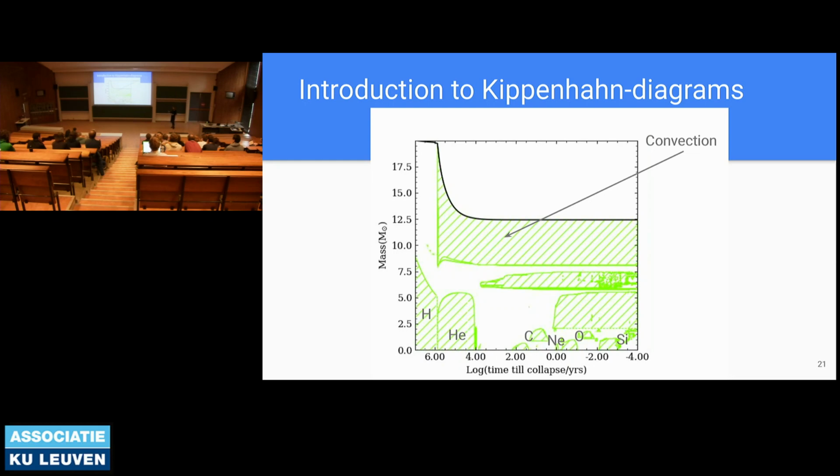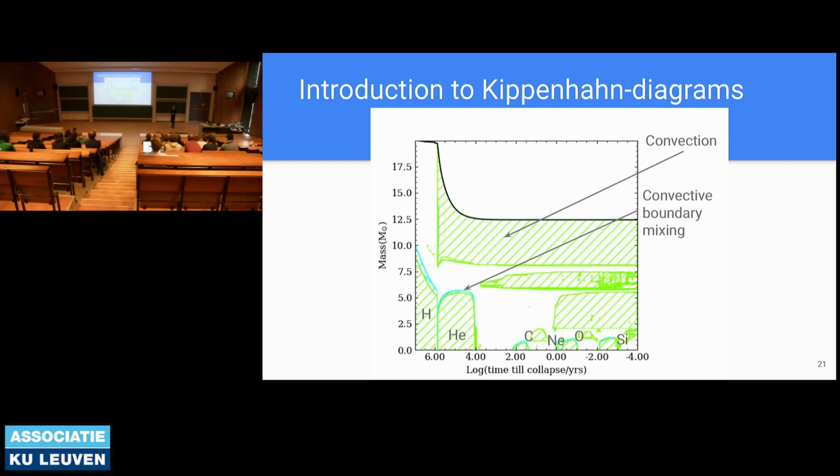So first we have convection. Well, we used convective boundary mixing. Where is it? It's here, the cyan areas at the top of the cores. That's your convective boundary mixing.